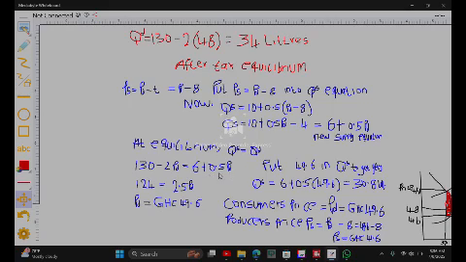When we group like terms, 130 minus 6 gives 124, equals 2.5 PD, because if this 2 comes here, it becomes plus. When we divide by 2.5, we get a price of 49.6 Ghana cedis.